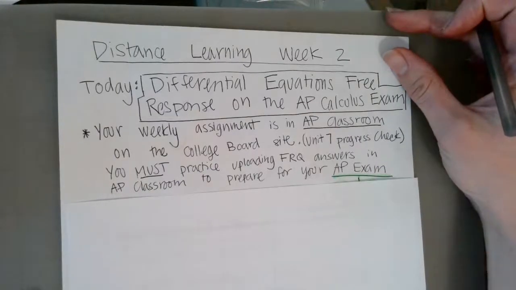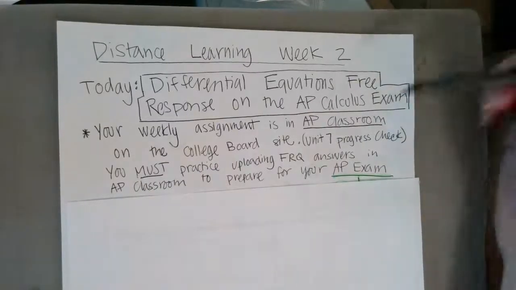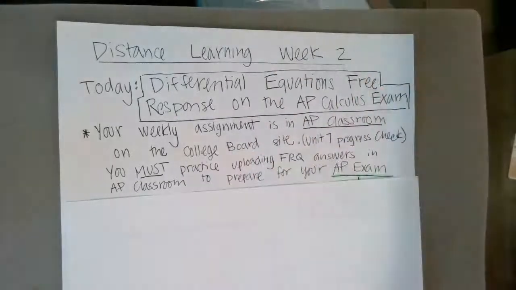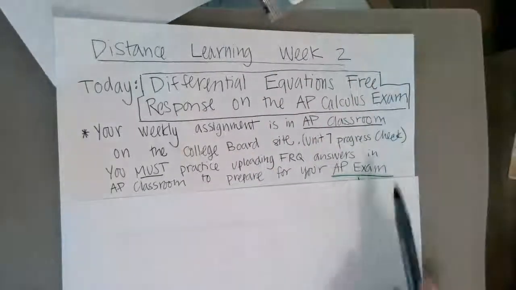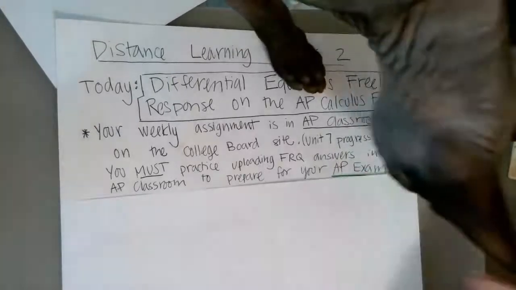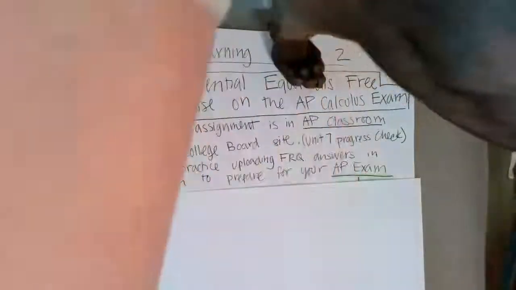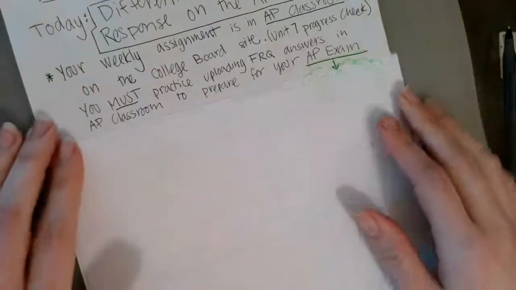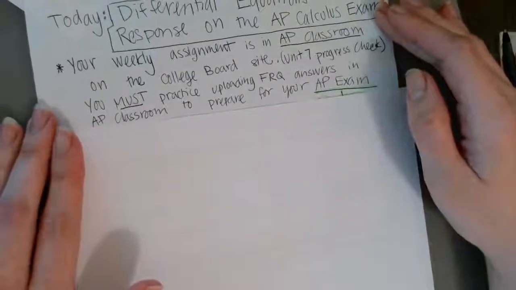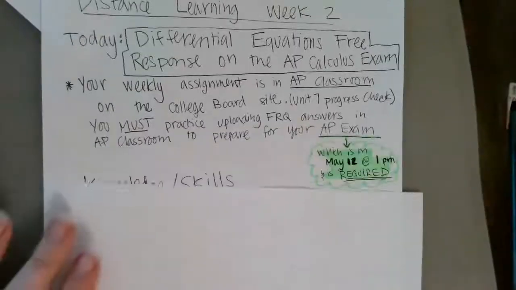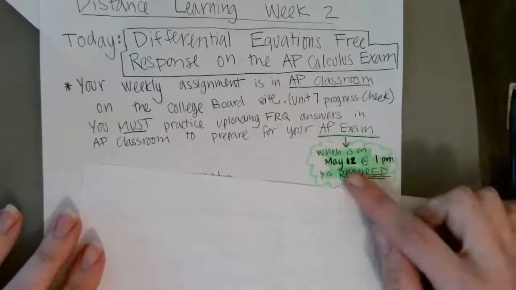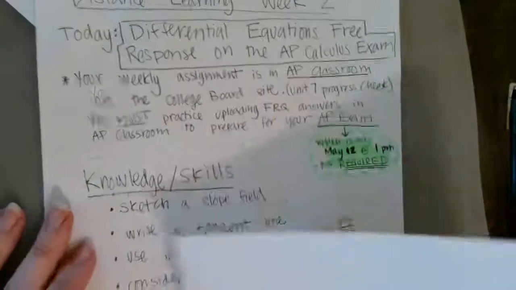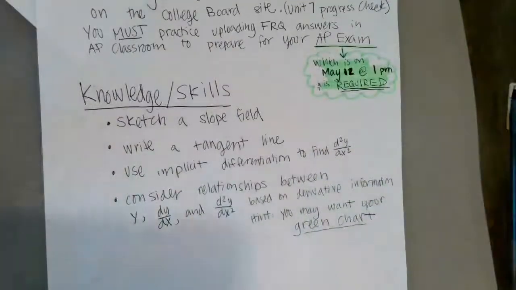Something you should note, your weekly assignment is on AP Classroom, which is on the College Board site. Sorry, that's my kitty. It's the Unit 7 progress check. We're doing this because you have to practice uploading your free response answers in AP Classroom to prepare for the AP exam. The AP exam is on May 12th at 1 p.m. and it is required.